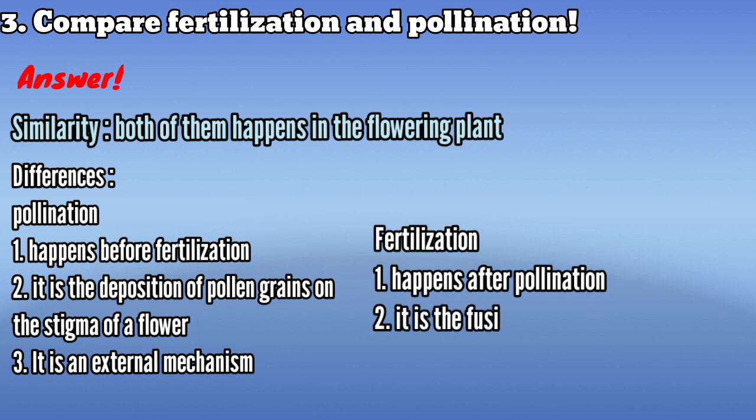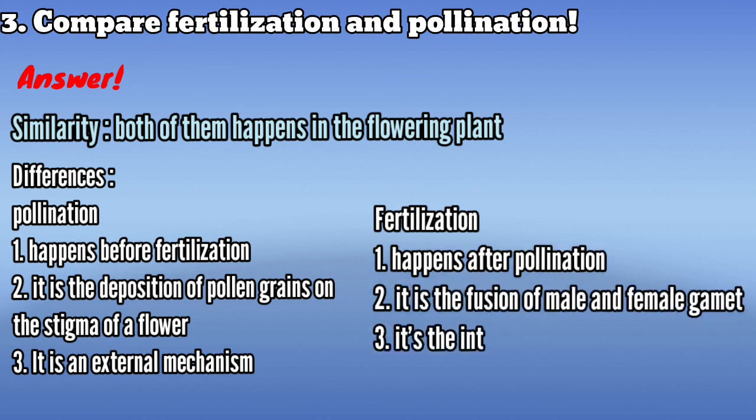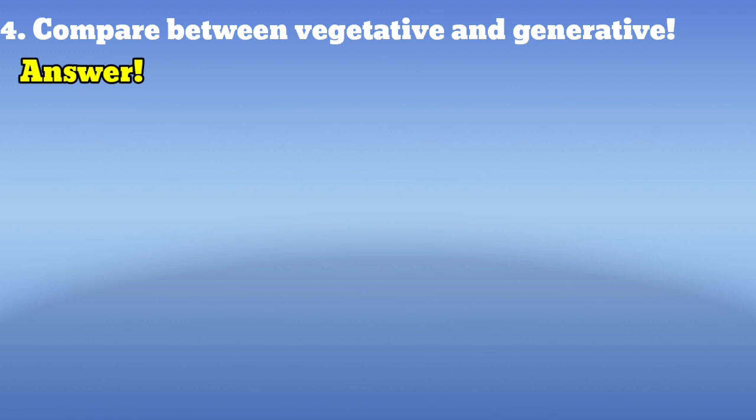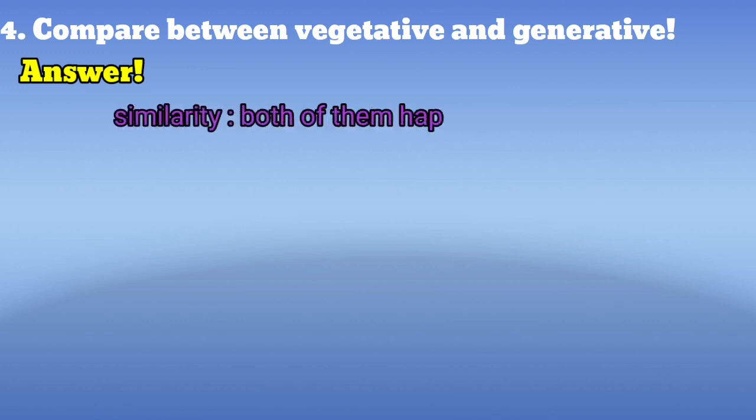How about fertilization? Fertilization happens after pollination. It is the fusion of male and female gamete, and it is the internal mechanism. It's time to do number 4. Read the question carefully. It's time to discuss the answers.